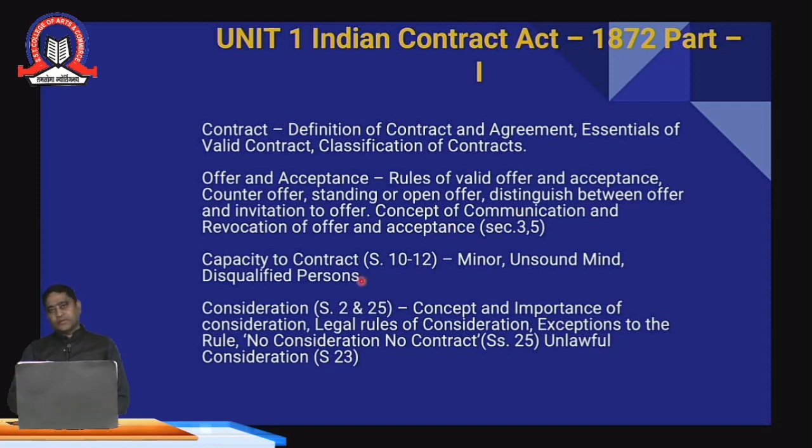Students, the main part of the Indian contract is the capacity. Capacity means the ability to understand the terms and conditions of the contract. So a person who is insane, a lunatic, or insolvent cannot enter into the contract. Minors, persons of unsound mind, or persons disqualified by law cannot enter into the contract.